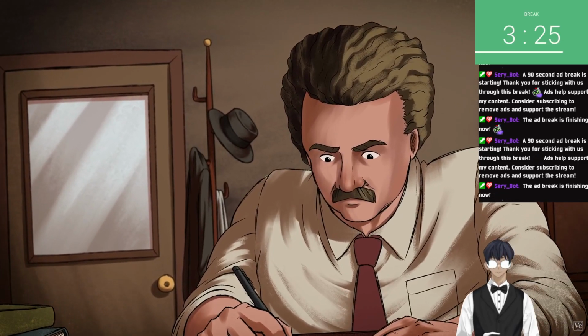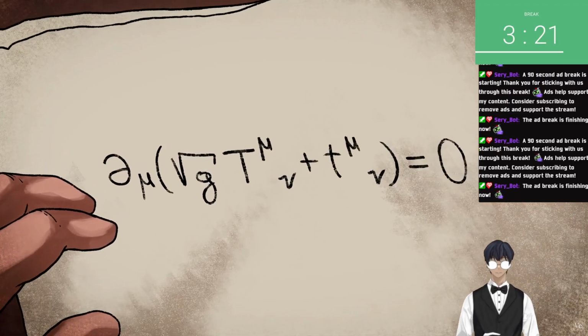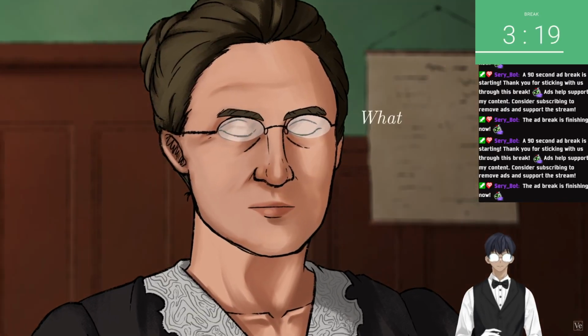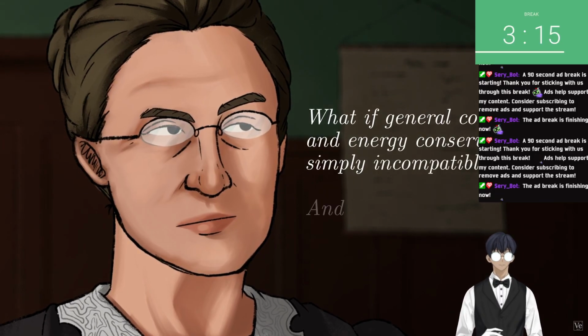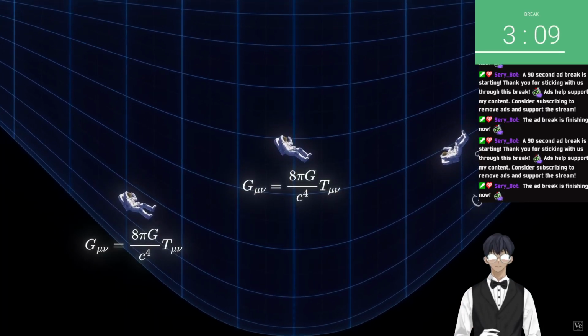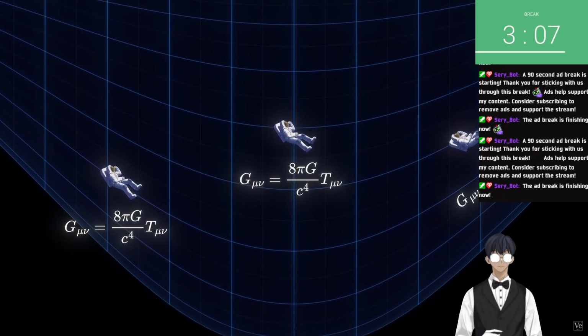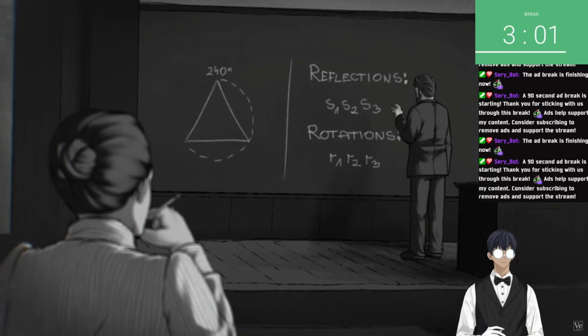So Noether knew that Einstein's proposed solution couldn't be the answer, and that made her think. What if general covariance and energy conservation are simply incompatible? And if that's the case, then why? General covariance says that laws of physics must stay the same when you change reference frames. So that is a kind of symmetry, exactly what Noether had spent her career studying.